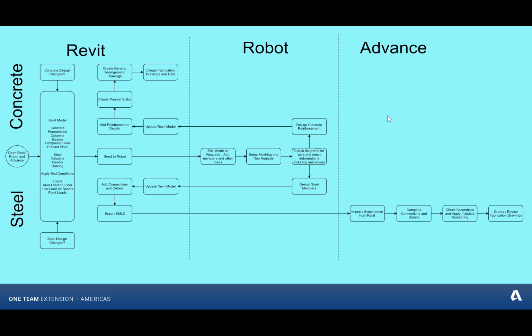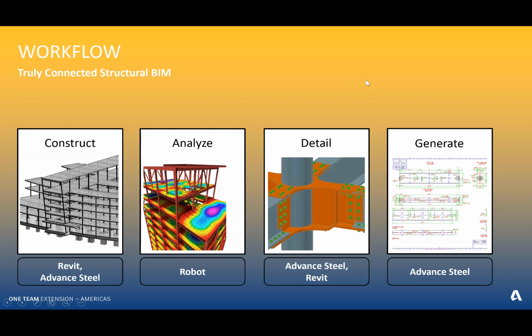Right? It's not really until the end that we can take it into Advanced Steel for any of the advanced detailing that you really need to do, or if you have assemblies that you need to send for fabrication. That's where Advanced Steel is really going to shine. All right. So this is another note about that workflow, right? Construct, analyze, detailing, and then generate.